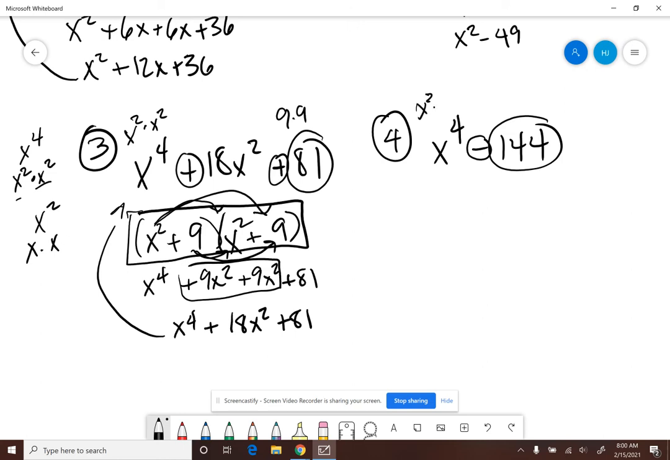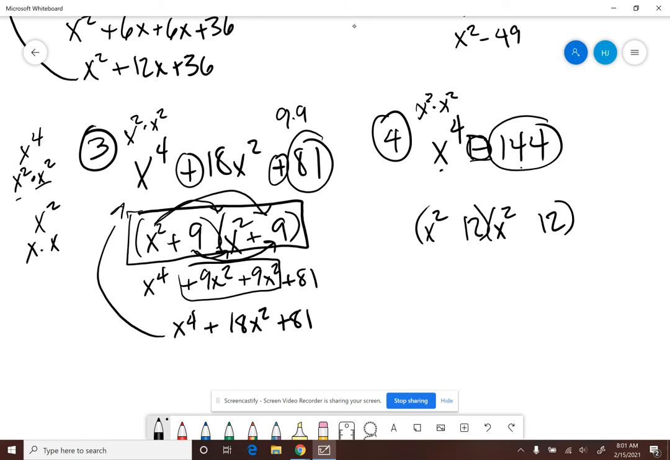So we know that that's x squared times x squared, which means that now I can go ahead. I've got a perfect square here. I've got a perfect square here, and I've got a different symbol in between. So I do, in fact, have a difference of 2 squares. So when I have a difference of 2 squares, I'm just going to take the square root of x to the fourth, which is x squared. I'm going to take the square root of 144, which is 12 and 12.